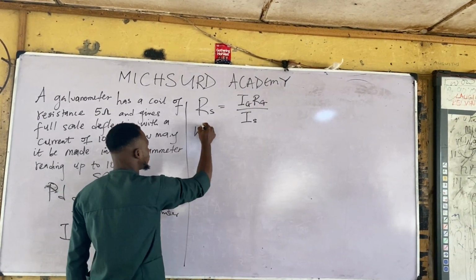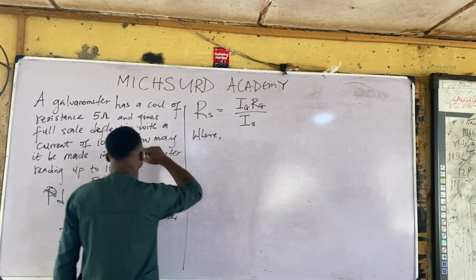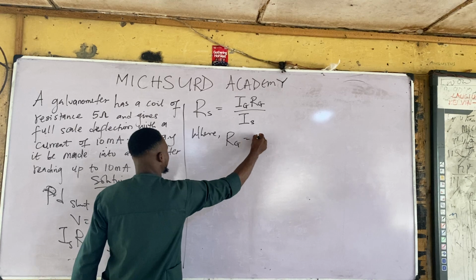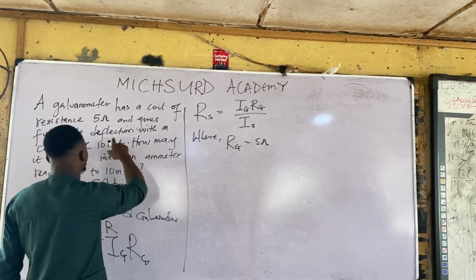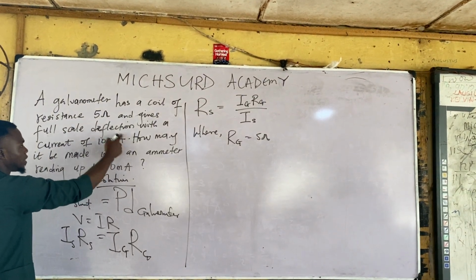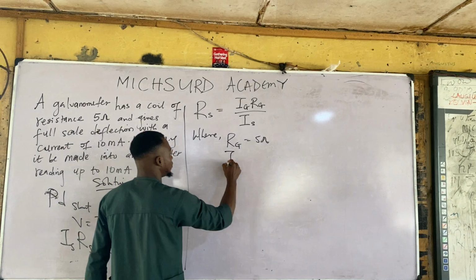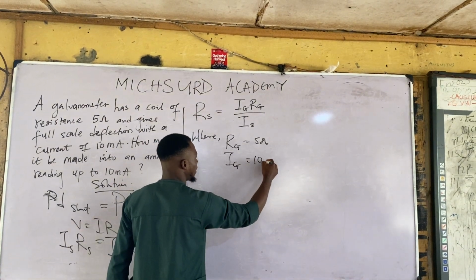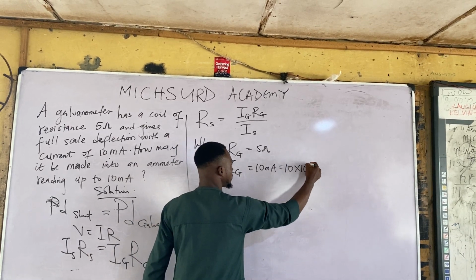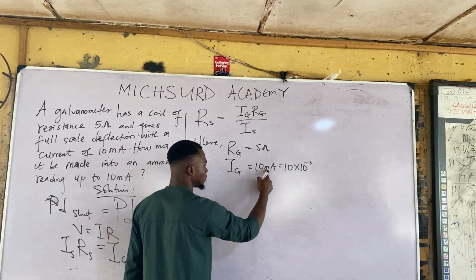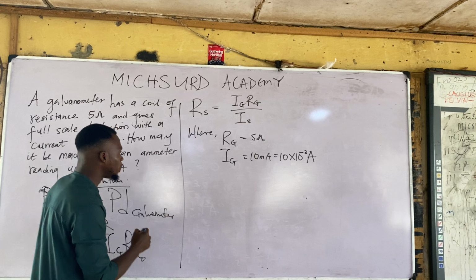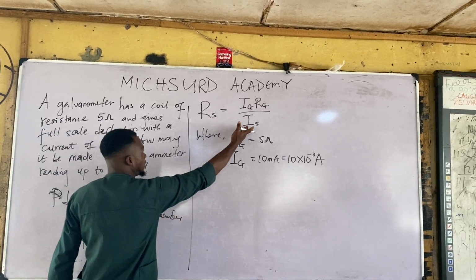So from our question, you can see that we are given the resistance of the galvanometer. So our Rg is given as 5 ohms, and it gives a full scale deflection of the current of 10 milliampere. That is the current of the galvanometer, 10 milliampere. Now when you talk about milliampere, we are looking at 10 times 10 raised to power minus 3. That's the conversion, milli means minus 3. Then we have ampere.